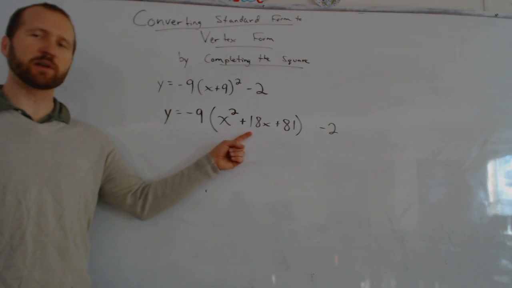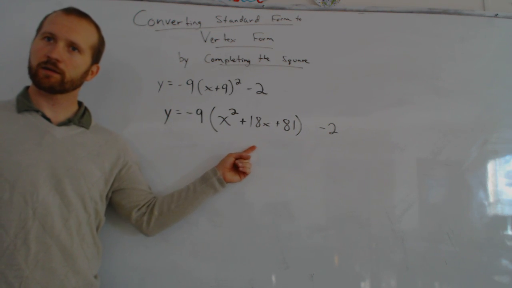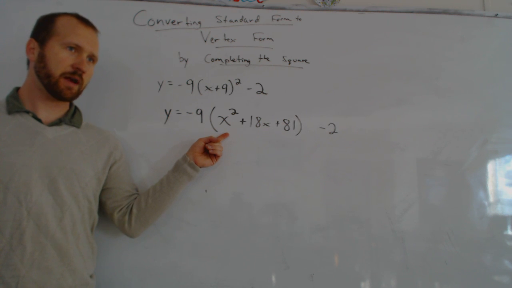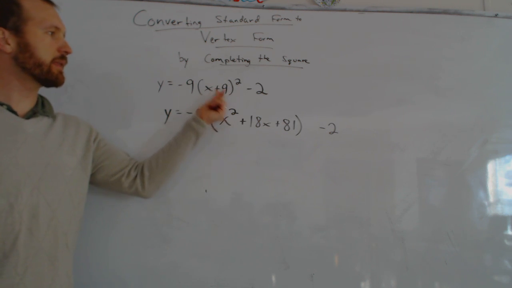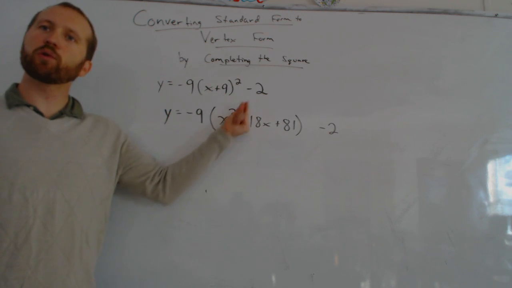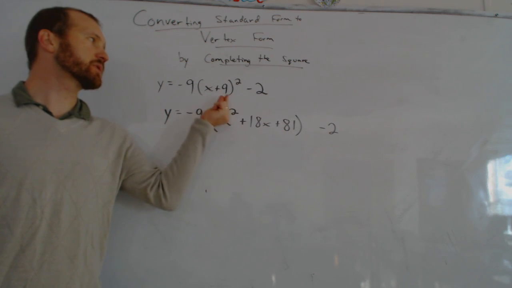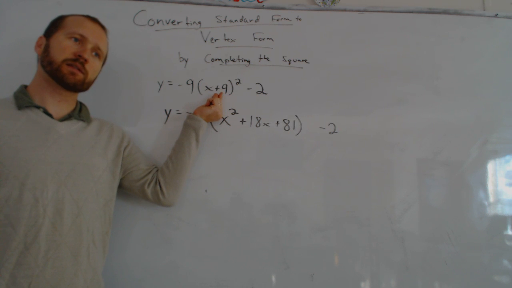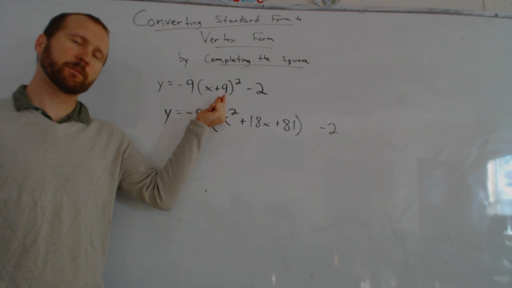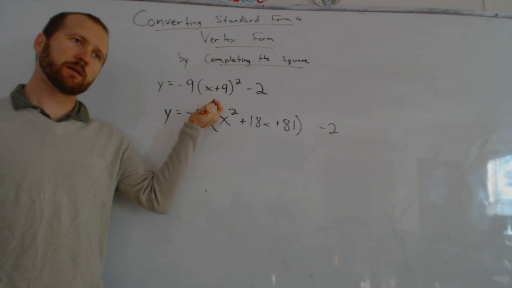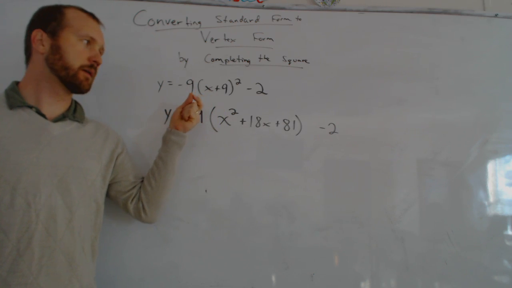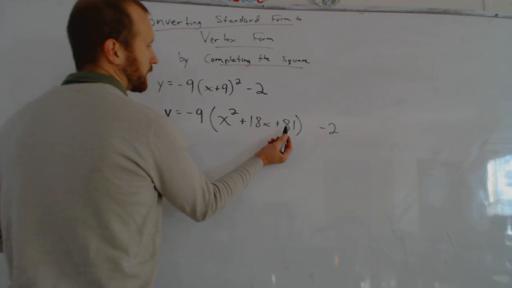That looks pretty familiar, doesn't it? When I expand that, I get that. This was the whole point of completing the square. The whole point of adding the 81 was so that we could get this perfect square. That's why I added 81.